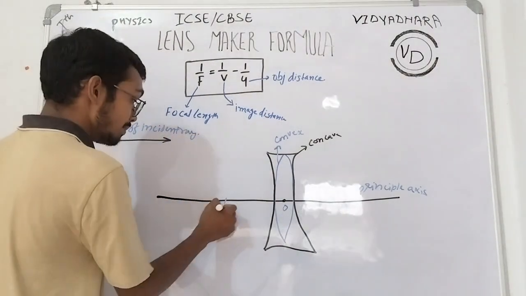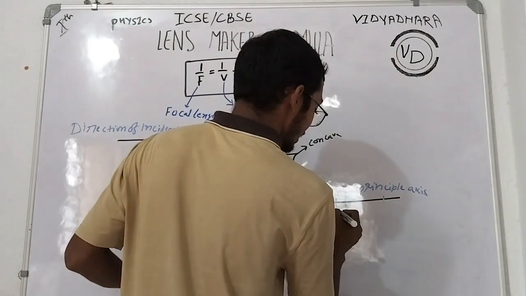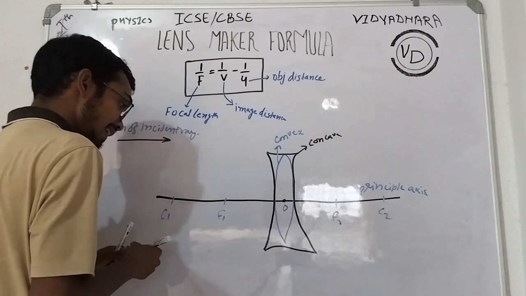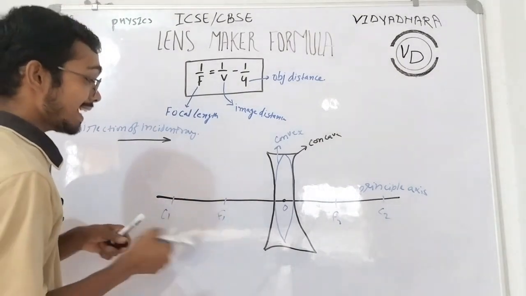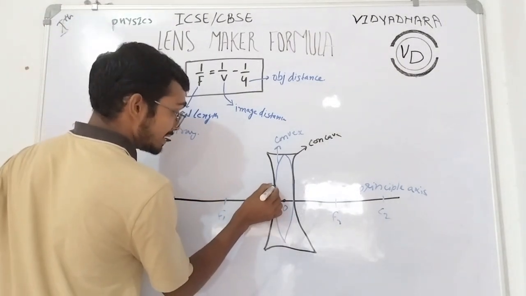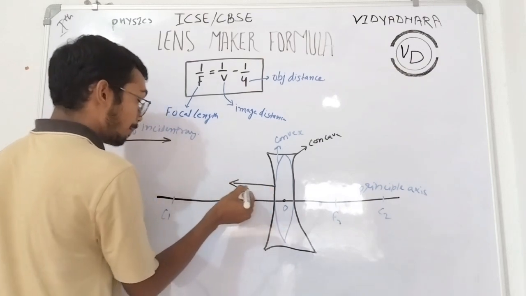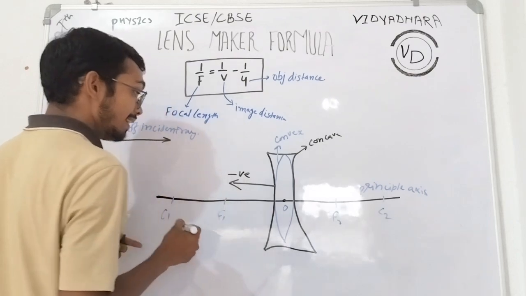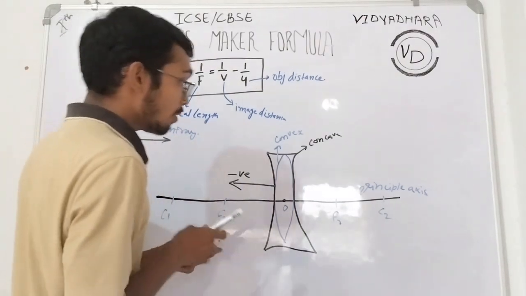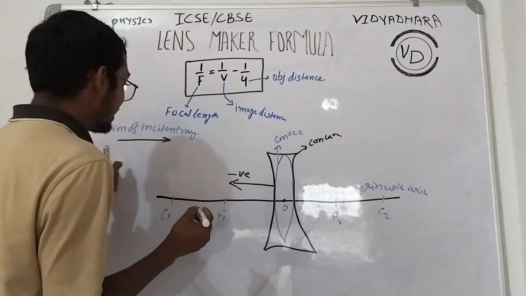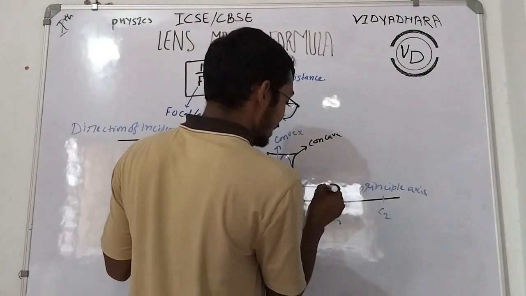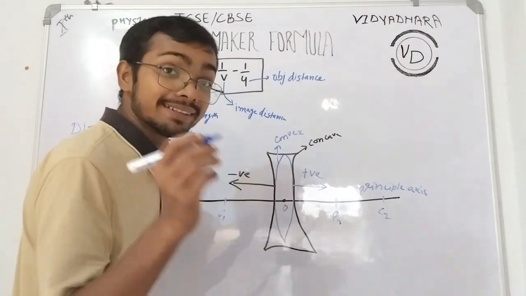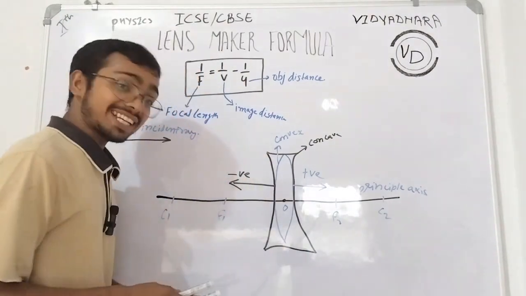So this is the direction. Suppose we put something there, F2, C2, C1, F1, whatever is there. All distances measured from O, the optical center, opposite to the direction of the incident ray are taken as negative, and all distances measured from O in the direction of the incident ray are taken as positive.